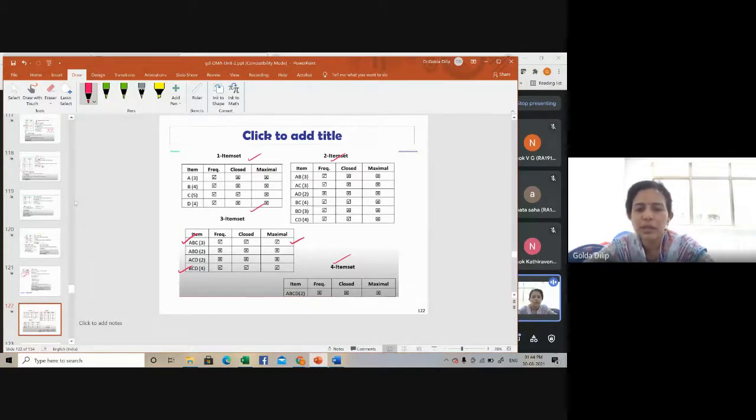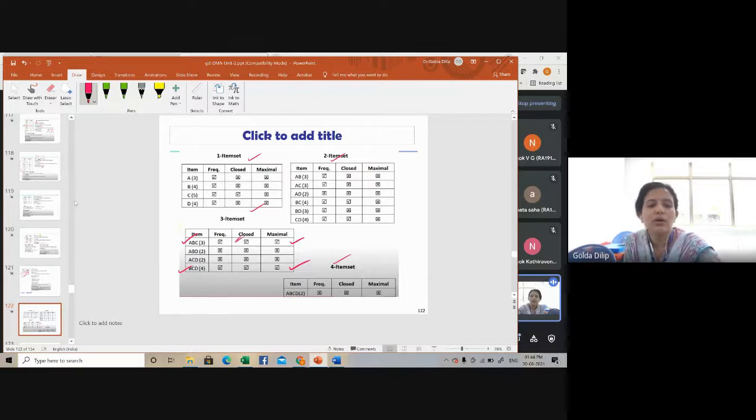Only the tick mark is here and here. Maximal means its superset does not have the minimum support count, so maximal will not give more information. But closed is giving some more information. What information? That ABC is frequent.